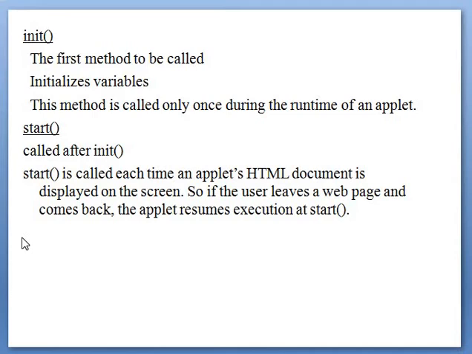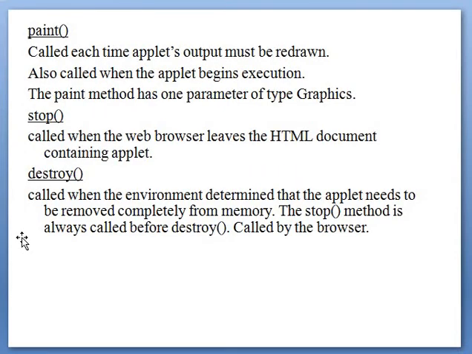So after start, obviously the paint method is invoked, called each time the applet's output must be redrawn. It is also called when the applet begins execution. The paint method has one parameter of type Graphics, an instance of the class Graphics, g, that we had given in our previous example.